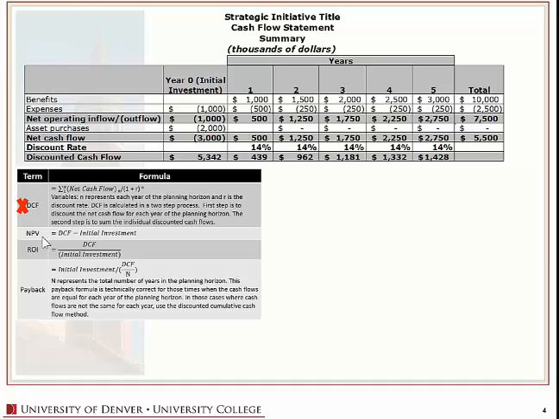Net present value is simply that discounted cash flow right here, and from that we subtract the initial investment, which in this case is $3 million. So that formula looks just like this, fairly simple and straightforward, and so our net present value is $2,342,000. That takes care of our net present value calculation. Next up, let's take a look at the return on investment.